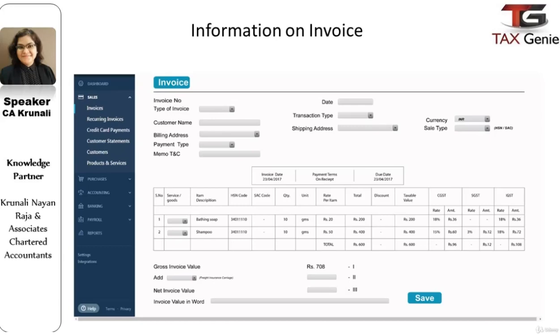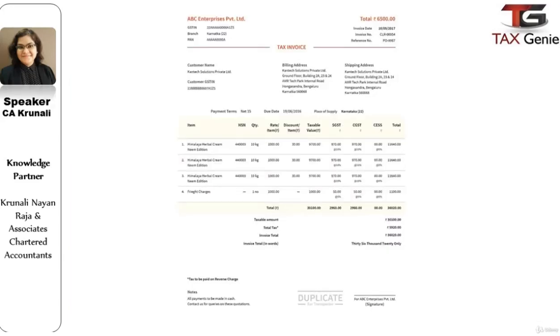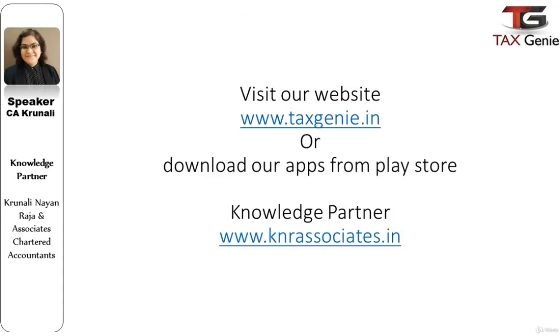While we went through the list of important information that needs to be maintained on an invoice, let us quickly look at a sample invoice. If you look, the invoice would have details like invoice number, type of invoice, customer name, billing address, payment type, shipping address, gross invoice value, net invoice value, authorized signatory, details of CGST, SGST and IGST, invoice date, due date, HSN code, SSC code.